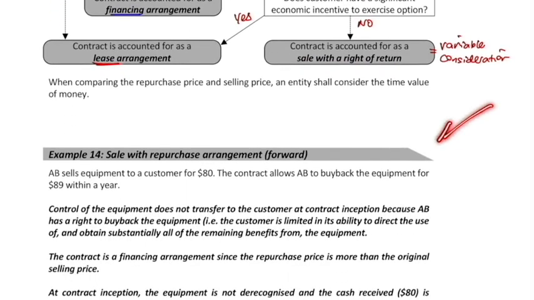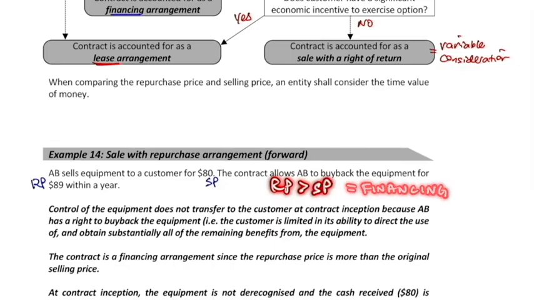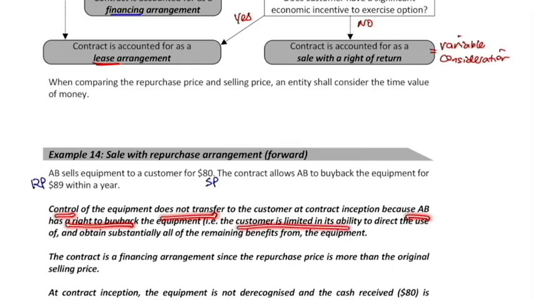Can refer to this example here. AB sells equipment to a customer for 80. AB has the right to buy back for 89. Repurchase price: if the repurchase price is more than the selling price, then we treat this as a financing arrangement. Control of the equipment does not transfer to the customer because AB has the right to buy back the equipment and the customer is limited in his ability to direct the use of the equipment, so it's a financing arrangement.